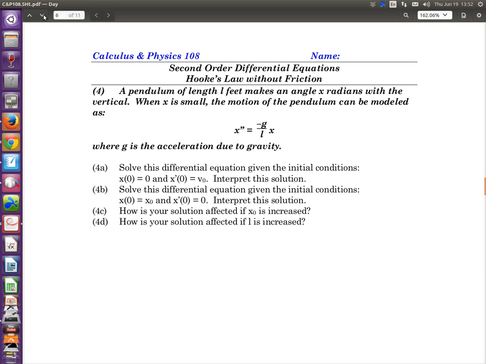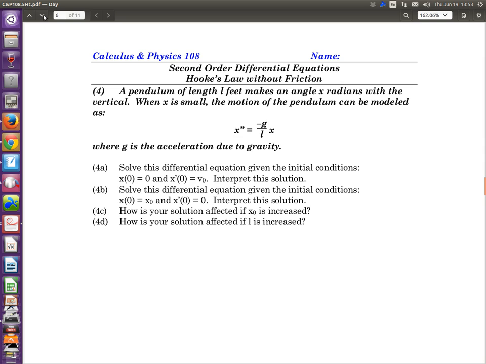All right, so solve this differential equation given the initial conditions. x of 0 is 0, x prime of 0 is v0. So at t equals 0, the angle with the vertical is 0, so the pendulum is actually vertical, but it's in motion. x prime of 0 is v0. If that's positive, I guess it's moving to the right. Interpret the solution. Then solve it for a different initial condition: x of 0 is x0, and x prime of 0 is 0. So it's not moving, but the angle is some initial angle, x0.